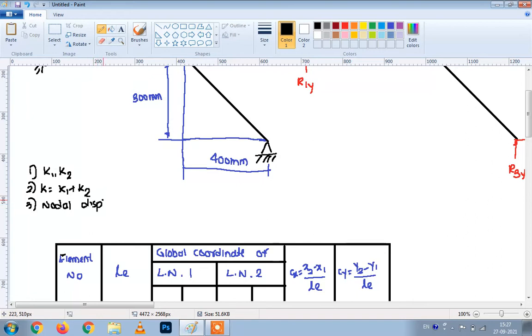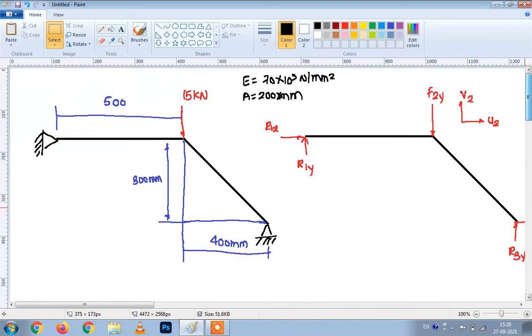If you observe in this figure, 3 node points are there, so we have to find out the nodal displacement at these 3 node points. Fourth thing that we need to find out is the stresses in each element, sigma 1, sigma 2, and fifth thing that we are going to find out is the reaction forces. So this much data we need to find out. Let's understand this figure first.